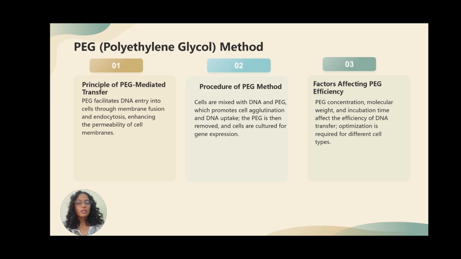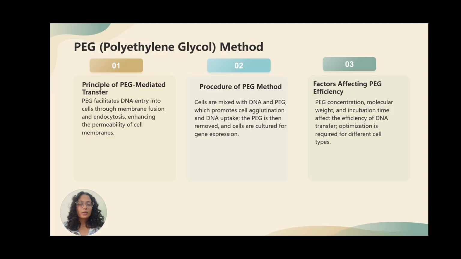Firstly, the gene of interest that we have isolated, we will then mix it with a PEG solution, usually 15 to 20% PEG. This solution is also supplemented with divalent cations. The calcium ions are also present in this solution. So what we do next is that the host cells are then introduced into this solution.